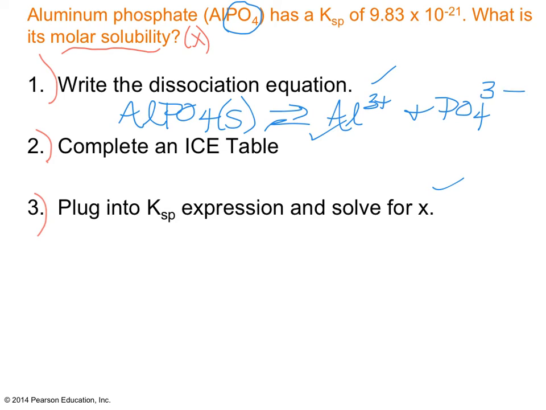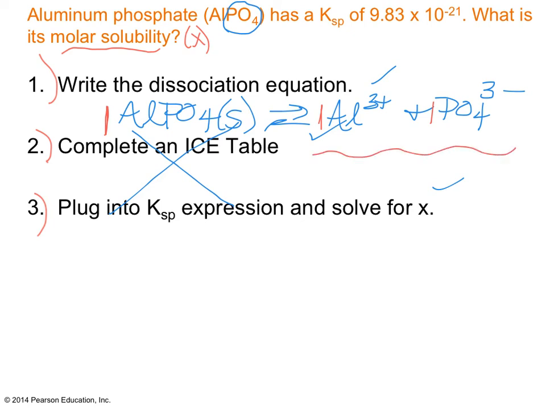Okay, so anyway, here is the equilibrium expression. Complete an ICE table. So as always, put an X under the solid. That's not going to affect your equilibrium constant. And pay attention to your stoichiometry. For every one of these we dissolve, we make 1 aluminum cation and 1 phosphate. So that makes everything easy.